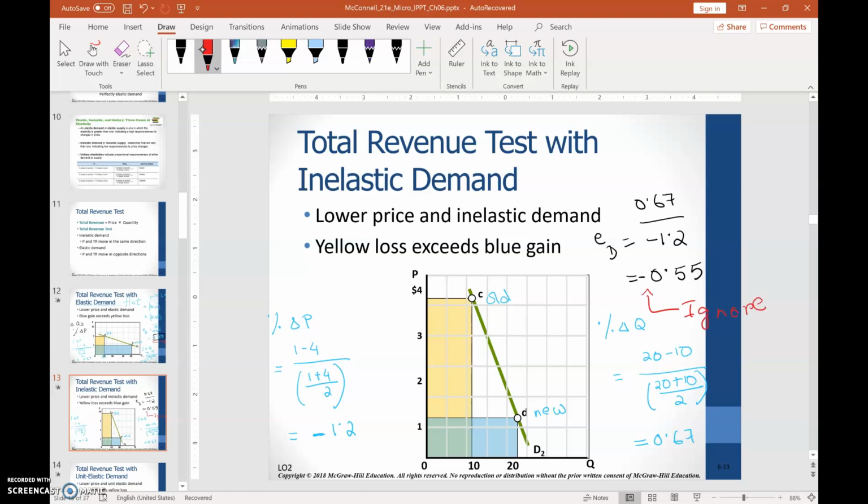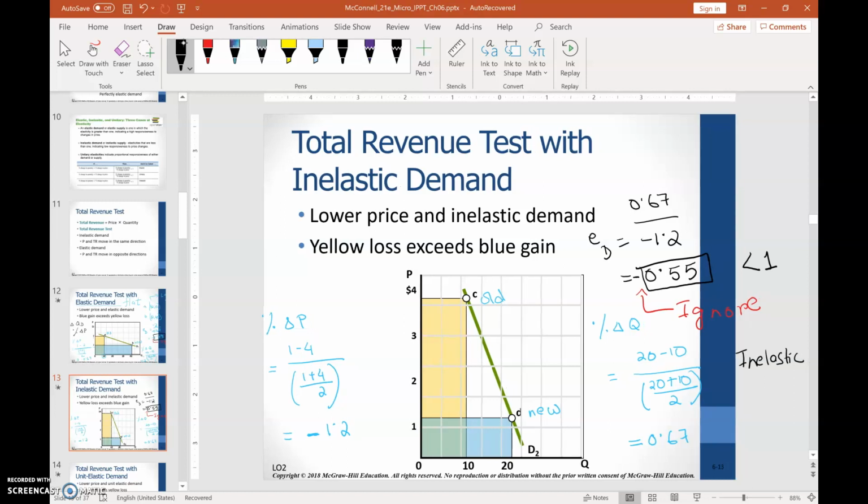I'm again going to ignore this negative sign here and take a look at the magnitude of this value. I have 0.55, which is definitely less than 1, and if this number is less than 1, this means the demand is inelastic. One characteristic of inelastic demand curve is the demand curve is relatively steep and the percentage change in quantity demanded is less than the percentage change in price. So quantity demanded is not very much responsive to change in price.